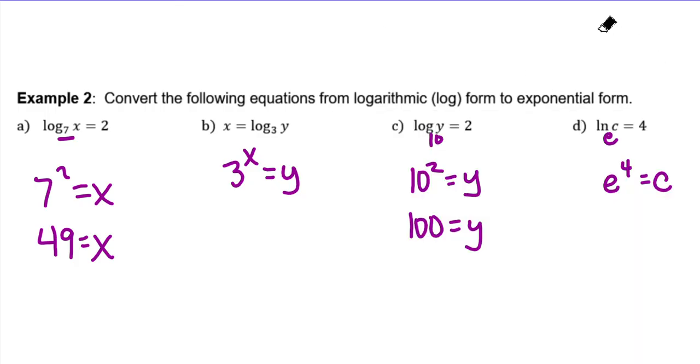Letter C, log of y is equal to 2. Again, there's no base. So if it's a log and there's no base, it's a base of 10. 10 squared is equal to y. 10 squared is equal to 100. And then for D, ln of c is equal to 4. ln, my natural log, I have a base of e. So I have e to the 4th is equal to c.